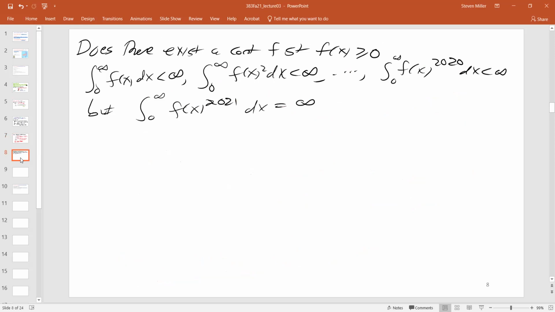How about something like this? Does there exist a function that's continuous and non-negative, such that the integrals of f squared all the way up to f to the 2020 are all finite, but when you raise it to the 2021st power, it's infinite?